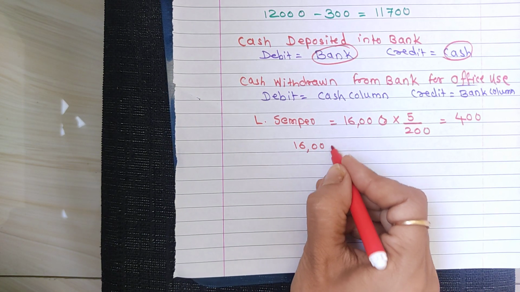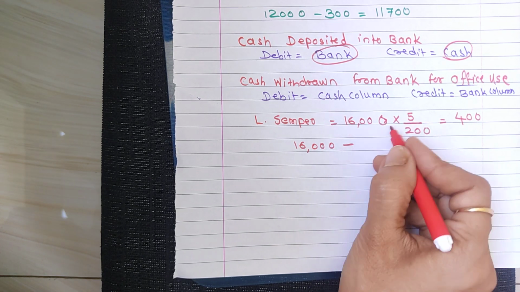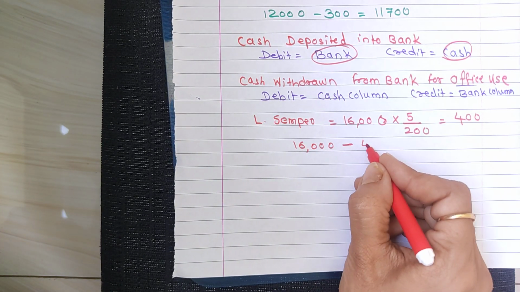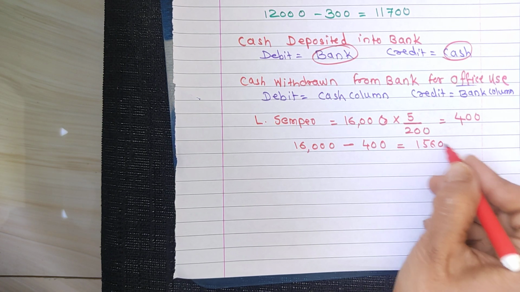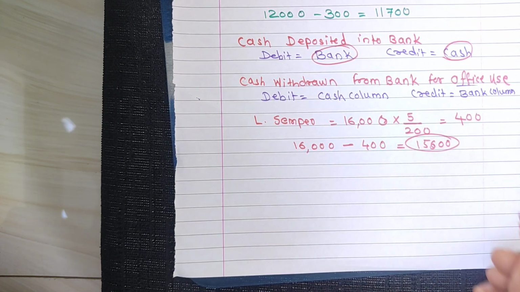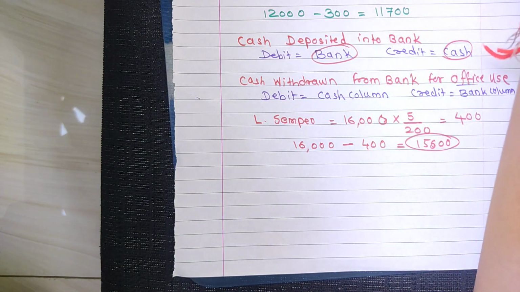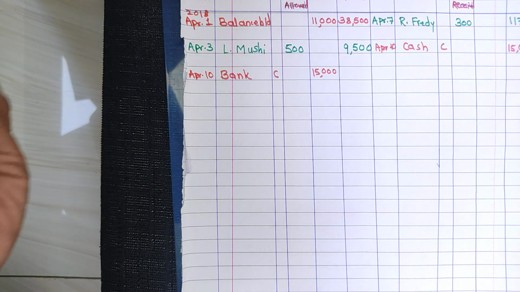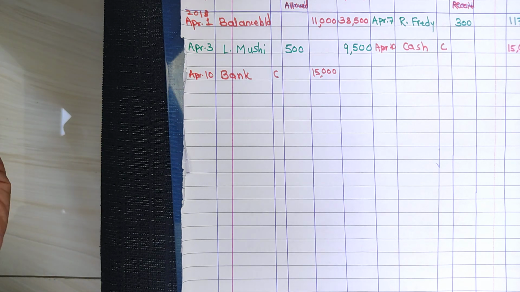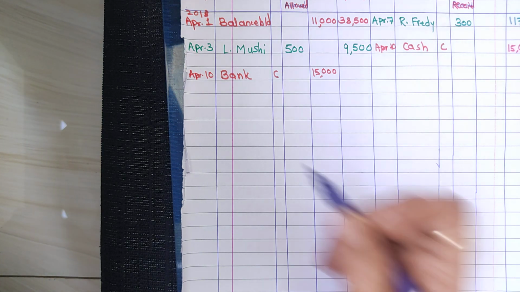So how much amount is actually received? From this 16,000 you will deduct this 400 discount. So 16,000 minus 400, the actual amount received is 15,600. So as the amount is received, it will come on the debit side.